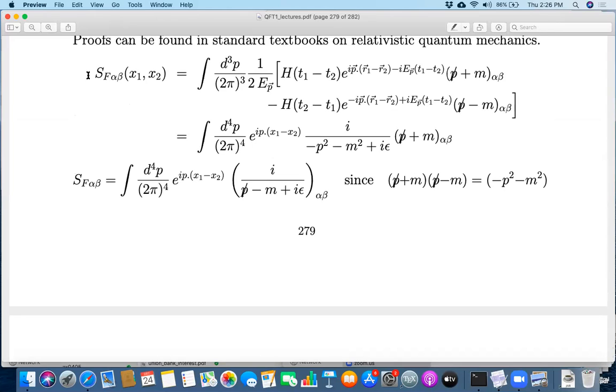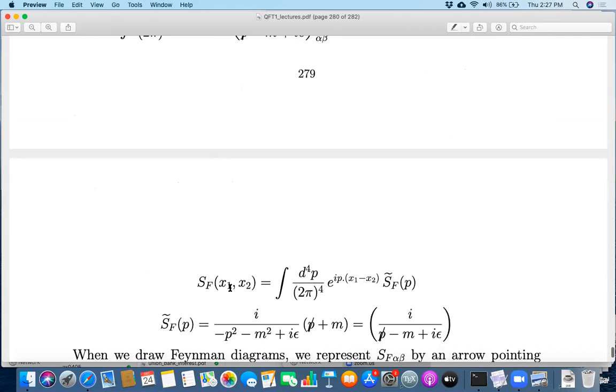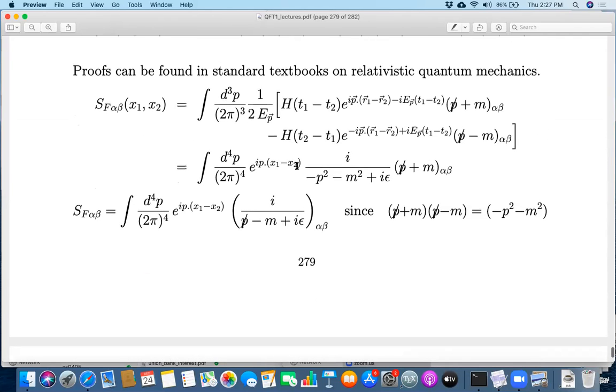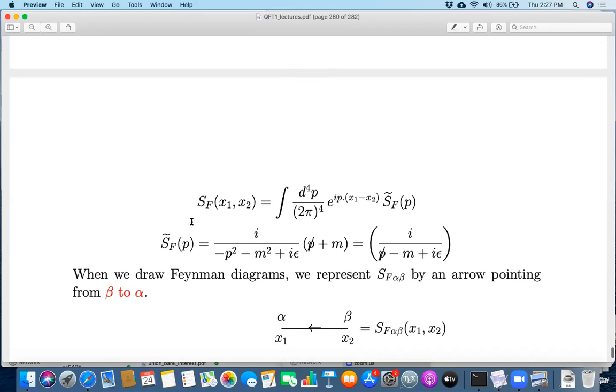Because if I write SF without the index, that means you are thinking of this as a matrix. That's the convention. So this equation is the same as either this or this, where S tilde F is either this matrix or this matrix.